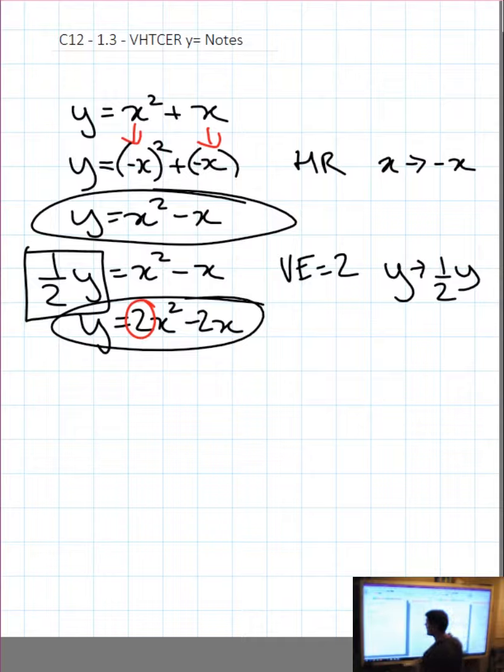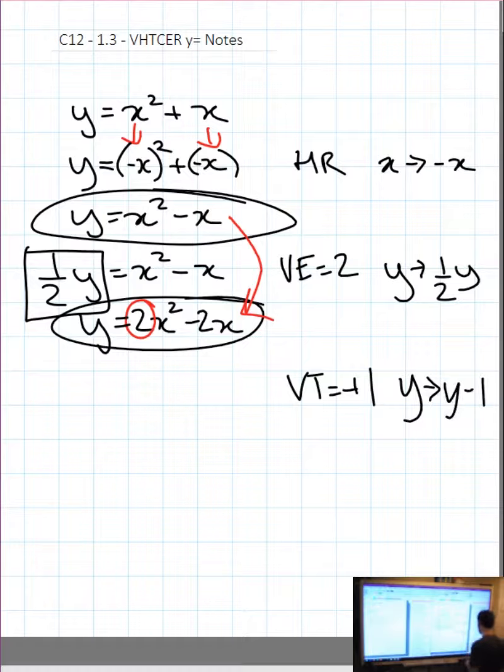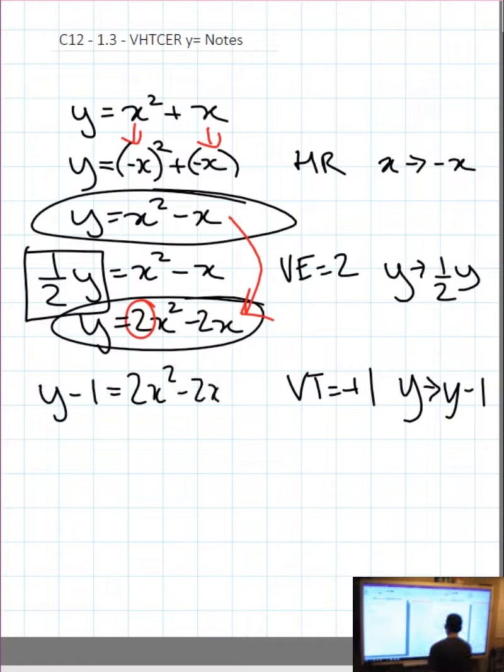So now let's do a vertical translation equaling positive 1. So remember, we're doing these in sequence. So we were there, now we're here, now we're going to keep going. So if I want to do a vertical translation up 1, I simply substitute y minus 1 in for y. So if I do that, I get y minus 1 equals 2x squared minus 2x. And then I can simply add 1 to both sides of the equation, and I get my new equation.